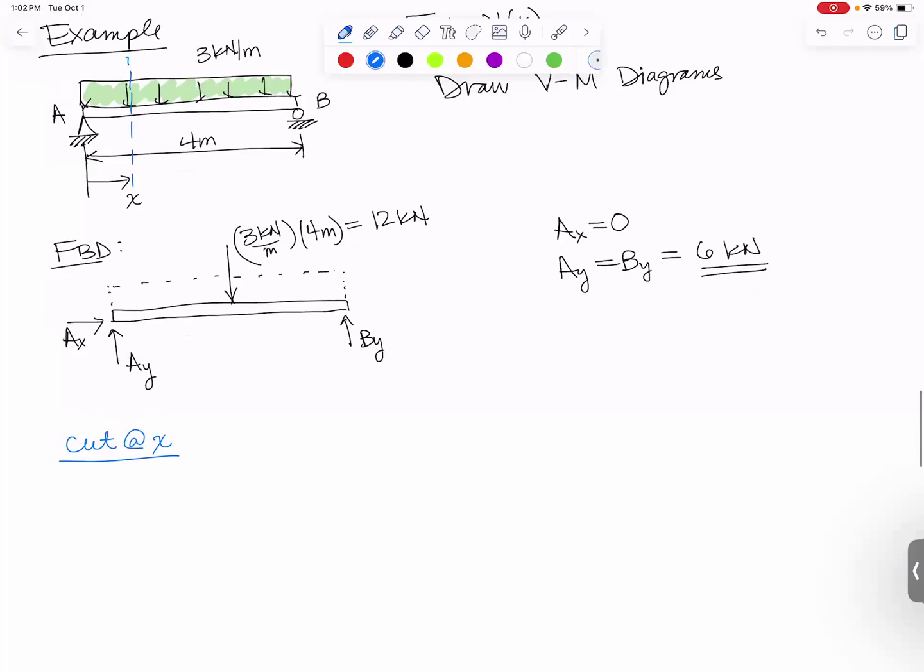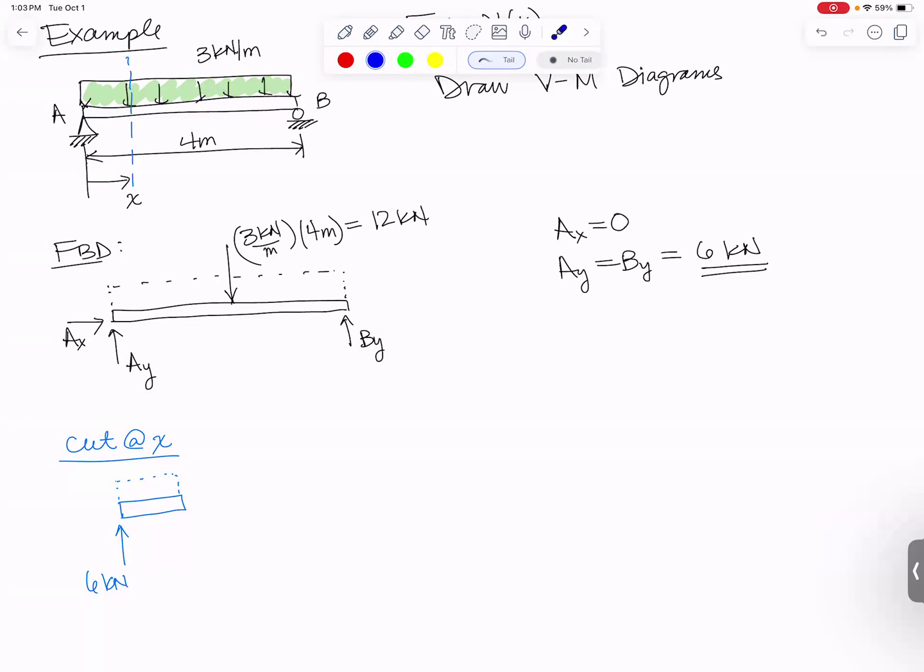I'm going to keep everything to the left. You can keep everything to the right if you would prefer. So I just have this little piece of the beam. Acting on it are AX, which is 0, so I'm not going to bother drawing that, and AY, which is 6 kilonewtons upward. I also have some distributed load acting over this little piece, but I only want to keep the amount of distributed load that acts over my little piece that I'm drawing. I do not want to include the distributed load that acts on the other part of the beam.